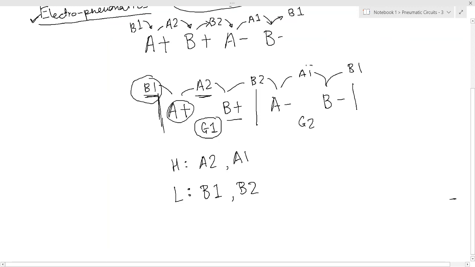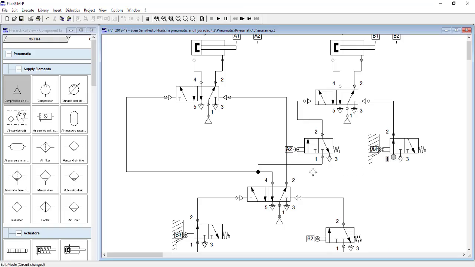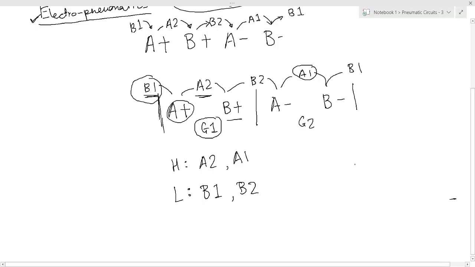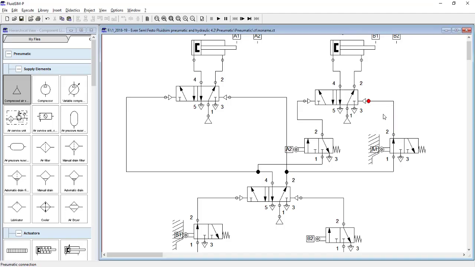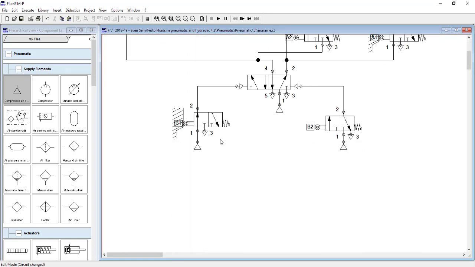Where is my A1 limit switch? The A1 limit switch is in group 2. So where is the A1 limit switch getting air from? It is getting air from group 2. So we connect it to group 2, right? Now what is happening in this? After the A1 sensor is sensed, B minus is taking place. So we connect it over here. B minus is taking place, right? So this completes our main circuit.